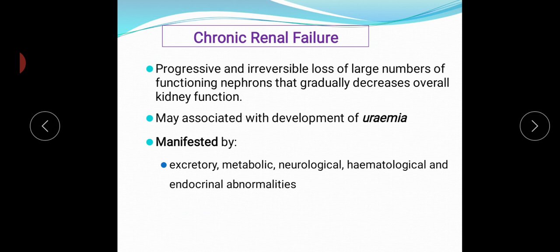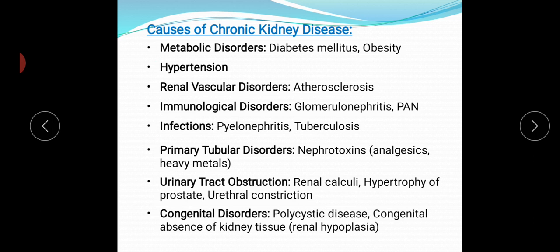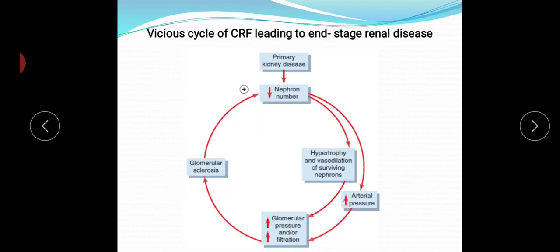This is basically manifested by excretory, metabolic, neurological, hematological, or certain endocrinal abnormalities. Various causes are highlighted here; we will not go into detail about that. Certain metabolic disorders, mainly diabetes mellitus. Uncontrolled diabetes mellitus may lead to this. Severe uncontrolled hypertension may lead to this. Other causes are glomerulonephritis, pyelonephritis, and certain drugs known as nephrotoxics. Then chronic urinary tract obstruction and certain congenital disorders may all lead to chronic renal failure.